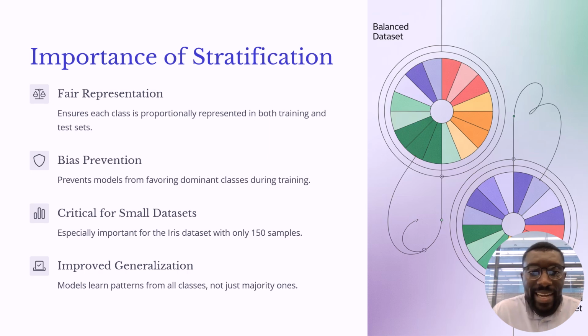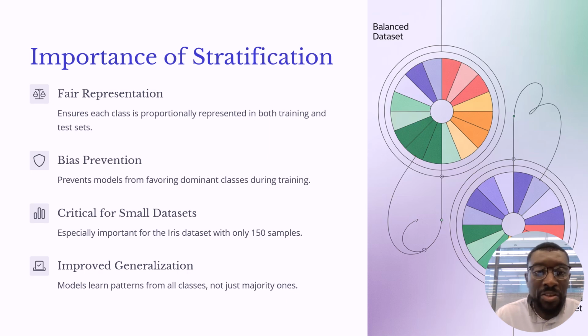So why do we even care about stratification? Well, we have multiple reasons. First, for fair representation, to ensure that each class is proportionally represented in both the training and the testing sets. And to avoid bias, to prevent the model from favoring the dominant class during training, because if we have a dominant class, then we won't have a fair assessment of the analysis. That's why bias has to be prevented.